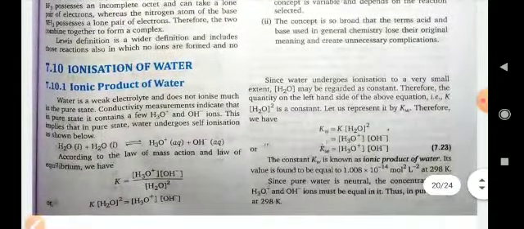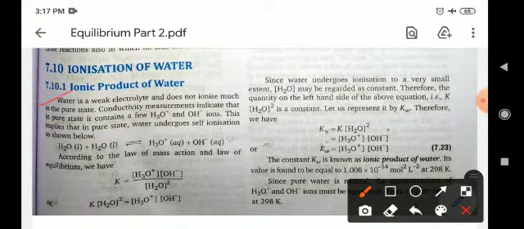Now, what is the ionization of water? Water is a weak electrolyte.